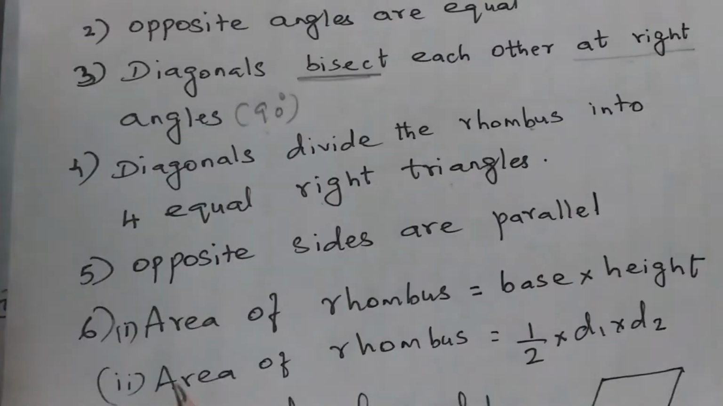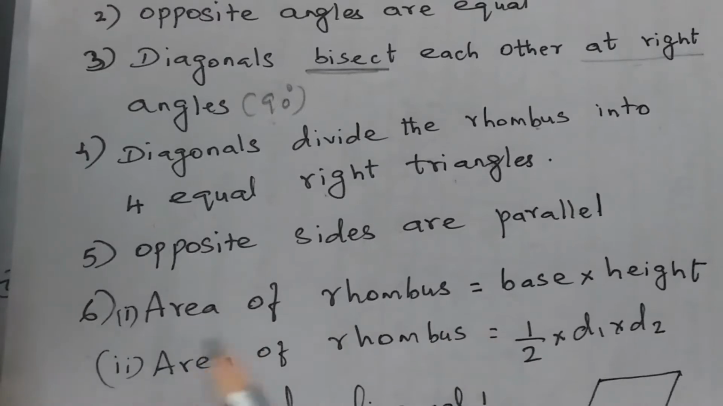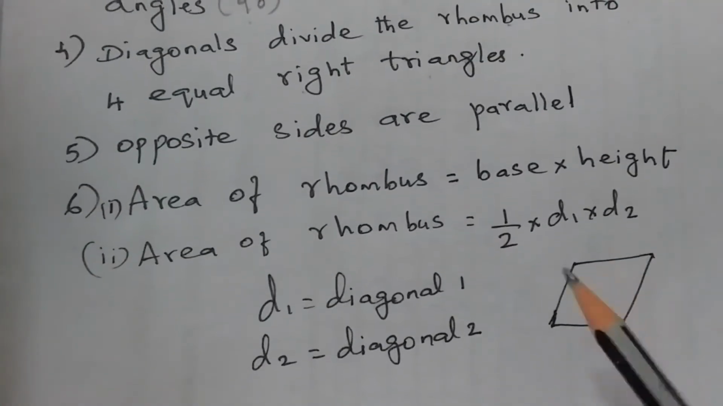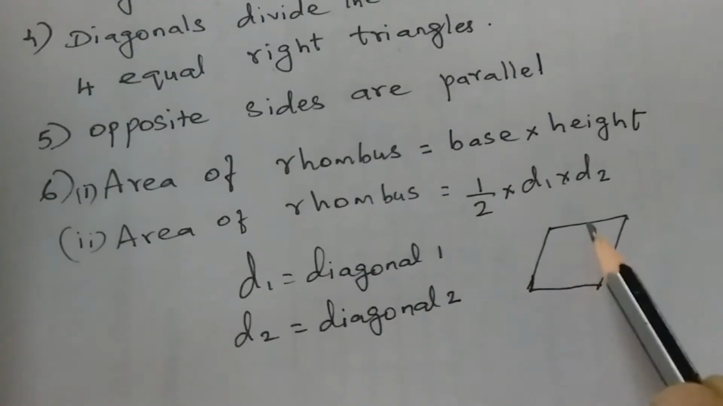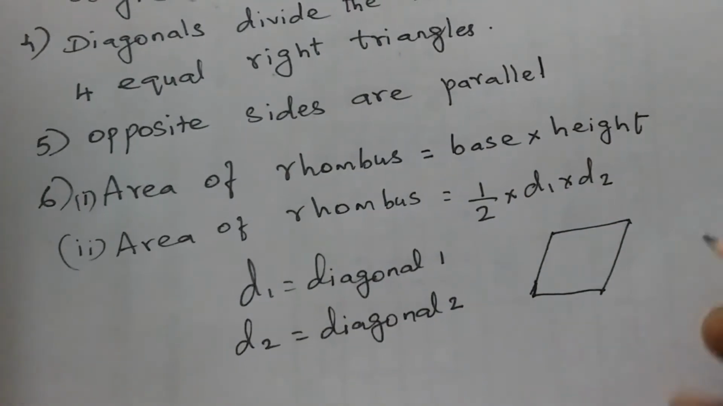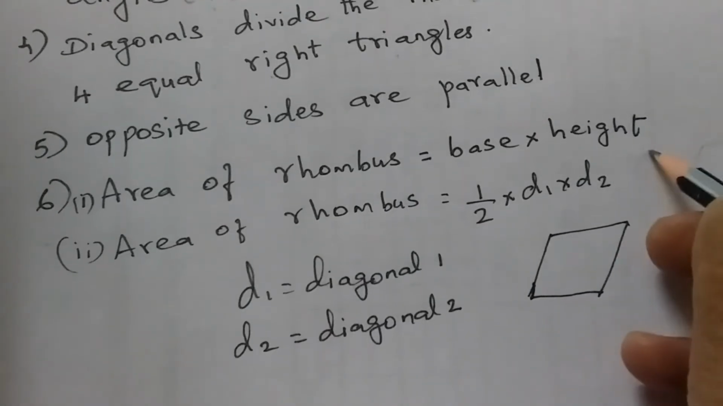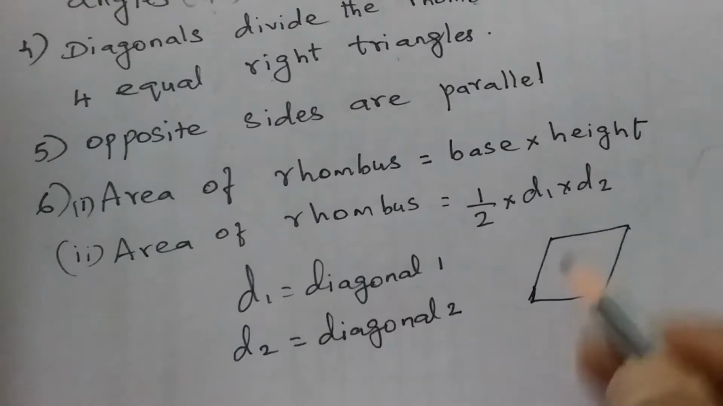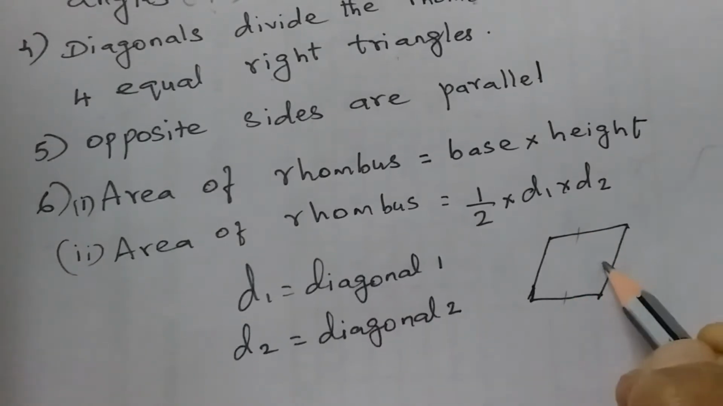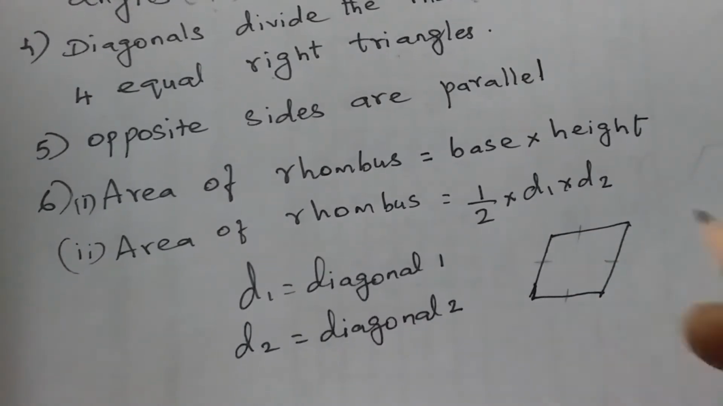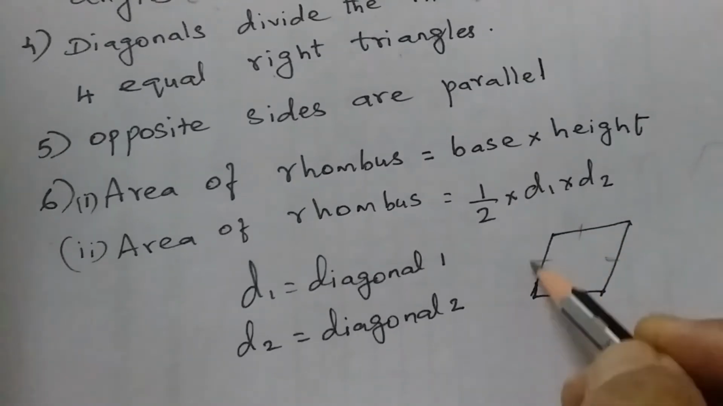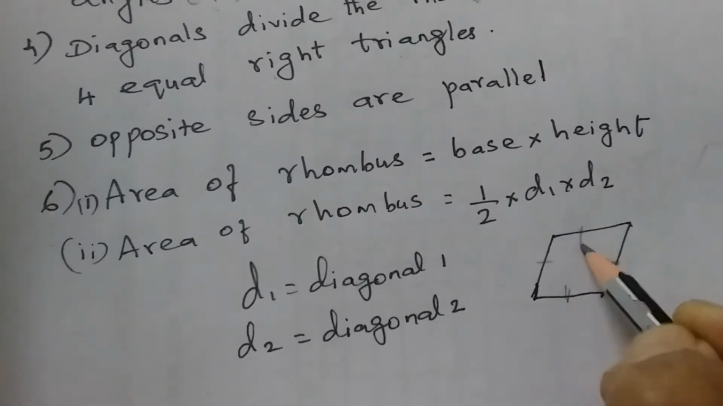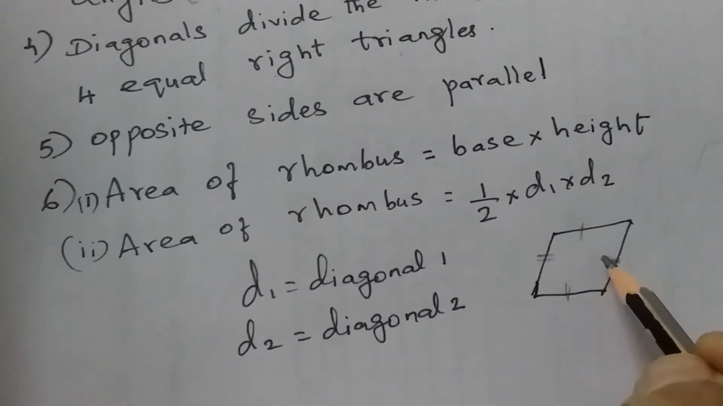Now we'll see what the area of the rhombus is. This is the rhombus we have. We can draw a rhombus like this also, like a diamond, and it can be drawn like this also. It is just like a parallelogram, but a parallelogram we draw like a rectangle, where only the opposite sides are equal. Here we draw all 4 sides equal. Opposite sides are parallel and 4 sides are equal. This is a rhombus.